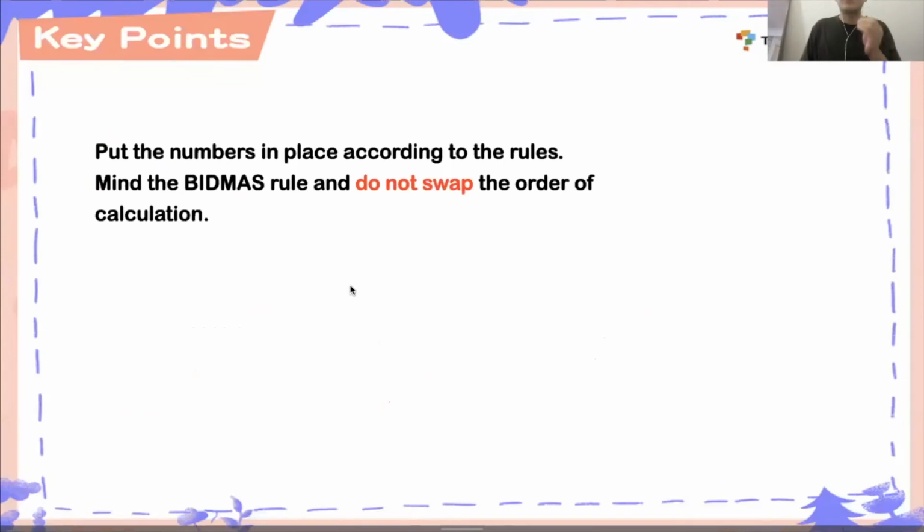And we just move to the next part. So that is something about new operation. And if we want to do some new operation, we only need to remember, we just put the numbers in place according to the rules. And we should know the BIDMAS rule and don't swap the order of calculation, right?